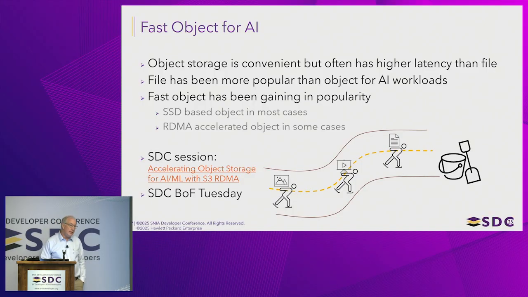It's usually SSD, virtually always SSD. And we're seeing RDMA accelerated fast object. There are some talks this week about RDMA accelerated fast object storage with an SDC session. I think that's a little bit later today. And then there's a BOF. I think my slide's out of date. My slide says the BOF's Tuesday, but I'm pretty sure that BOF is this evening now. Apologize for that. So there's an SDC session and a BOF both on fast object for AI.